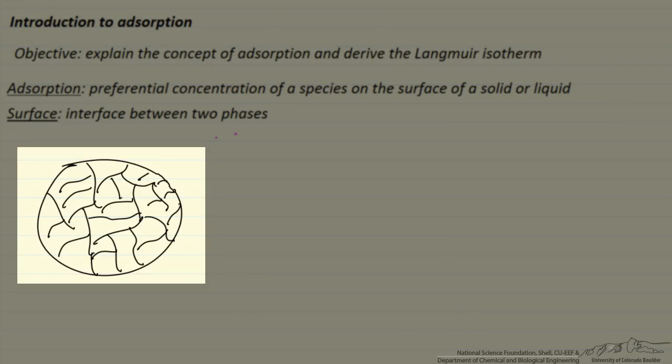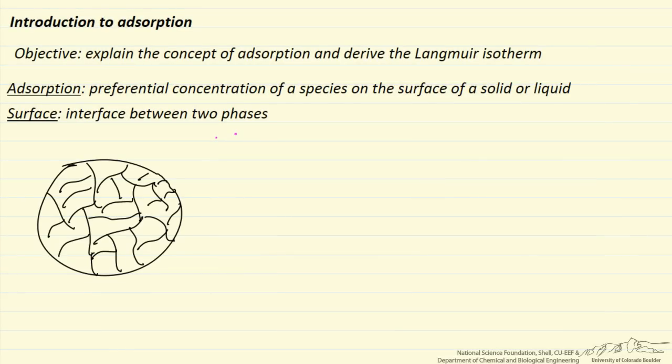So what I've drawn is just a very schematic representation of a cross-section of a solid sphere. This is not to scale, but the idea is there are small pores running throughout this solid so that we can have a lot of surface area per volume. And if we were to look at a blow-up of one of these, what we have is a pore where we can have molecules adsorbing on the surface of these pores. And what we're interested in then is this adsorption.